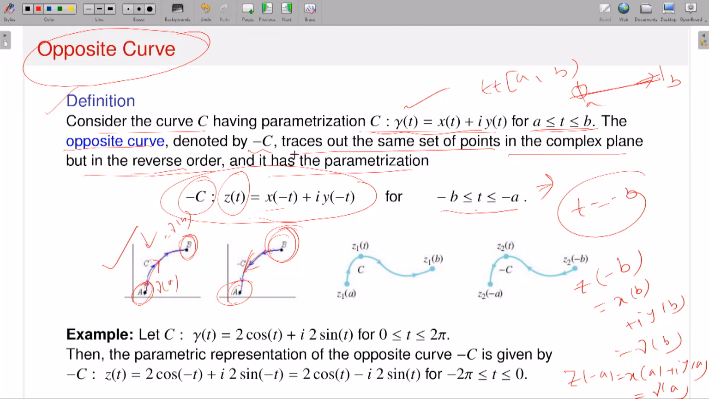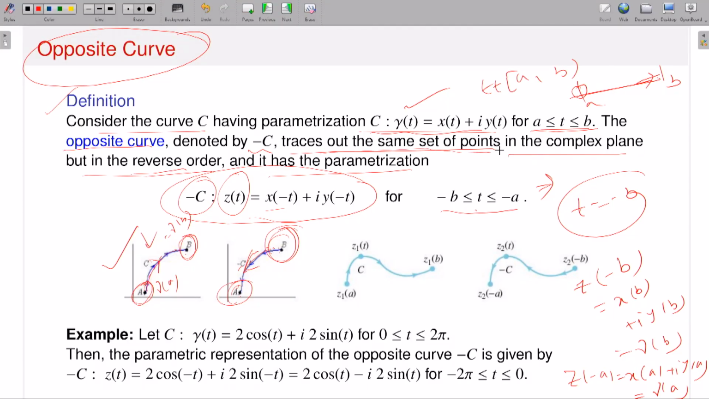So therefore, it's the same set of points it traces out, but the main difference is that if C starts from A and ends at B, then minus C should start from point B and end at A. So if C has a direction in these directions, minus C will have the opposite direction. That means if C starts from capital A and ends at capital B, minus C starts at capital B and ends at capital A. That's exactly how I have written.